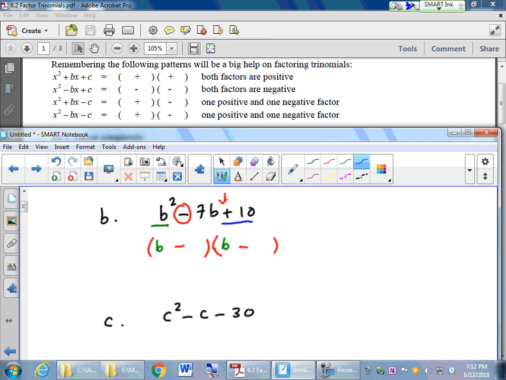So this will become 1 times 10, 2 times 5, 3 does not go into it, and then it comes out again 5 times 2 at the end. So we can stop. We know that 2 and 5 multiply to give you 10 and add up to give you 7. So therefore, my final answer will be b minus 2 and b minus 5.